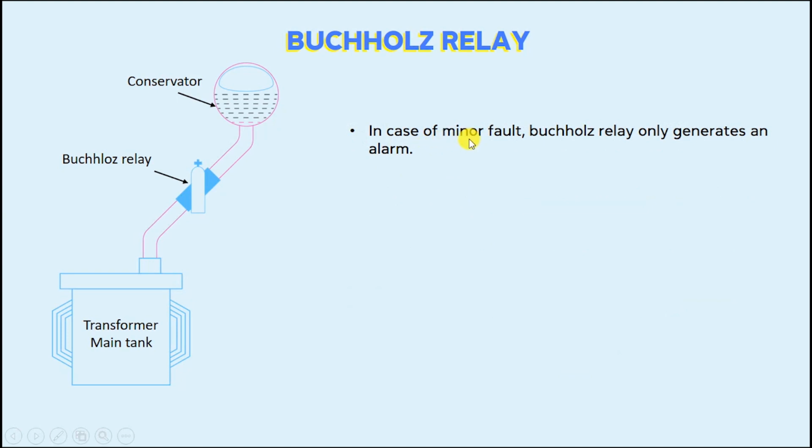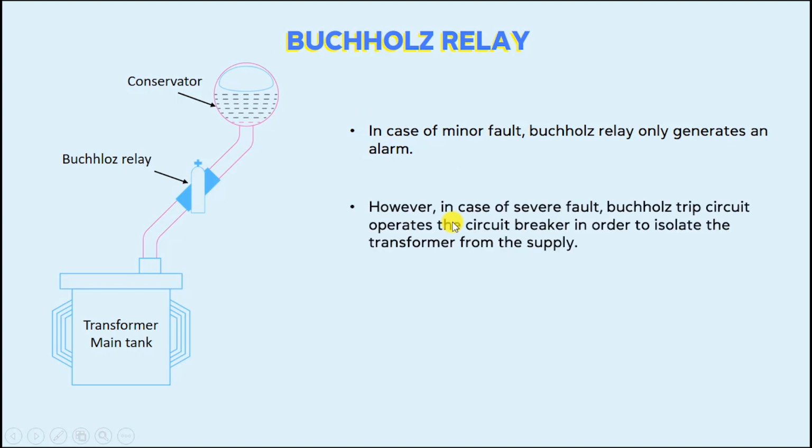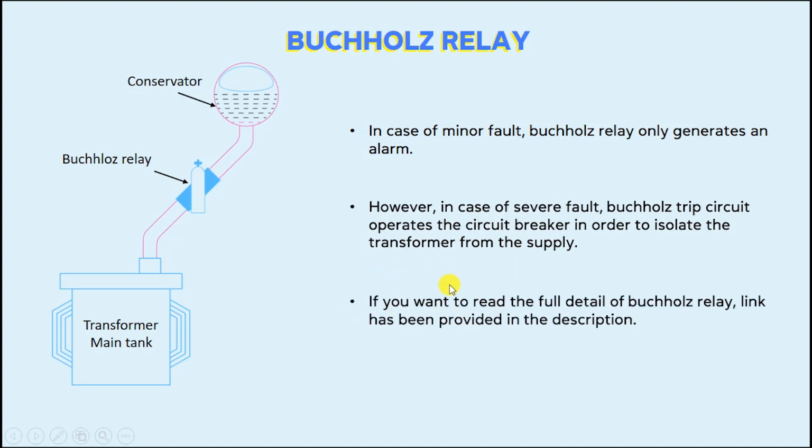In case of a minor fault, Buchholz relay only generates an alarm. However, in case of a severe fault, the Buchholz trip circuit operates the circuit breaker in order to isolate the transformer from the supply. So in case of large and heavy faults, the Buchholz trip circuit operates the circuit breaker and isolates the transformer from the supply. So this is the brief introduction of the Buchholz relay. If you want to read the full detail of the Buchholz relay, a link has been provided in the description.